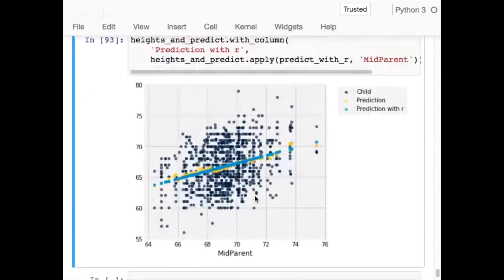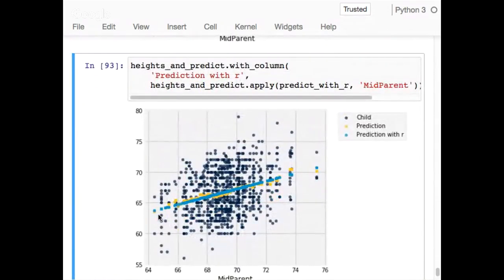This is actually the same plot, but I use a line to make predictions for every single value of x. So indeed, these points all fall on a straight line. This is our first example of prediction using correlation and using the tools that we've developed in this class so far.